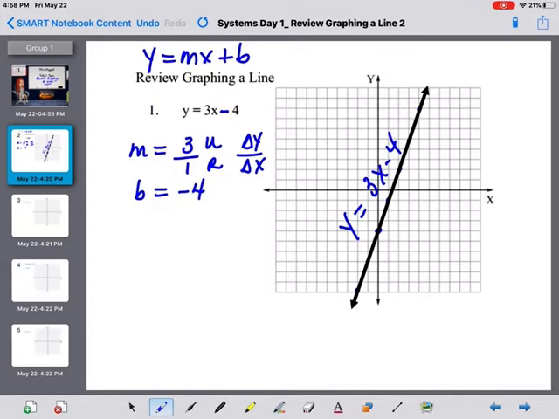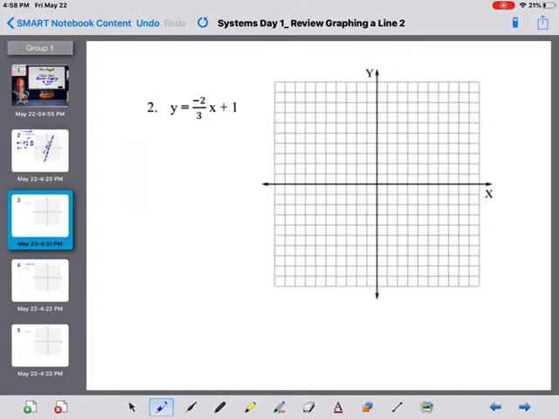Let's take a look at number 2. Okay, we have y equals negative 2/3 x plus 1. So this is also in slope-intercept form. The y is by itself. So I can see that my slope is negative 2/3. So it's already a fraction. And my y-intercept is a positive 1.